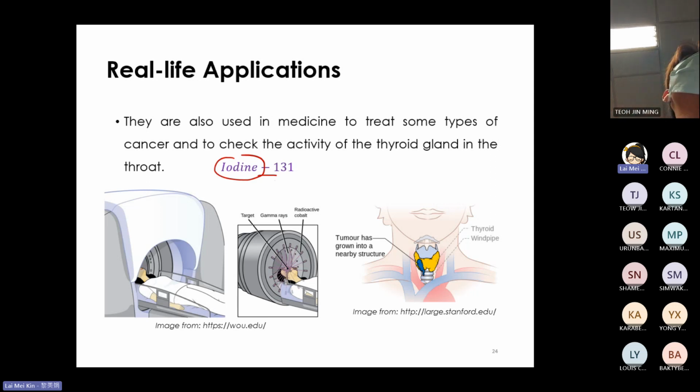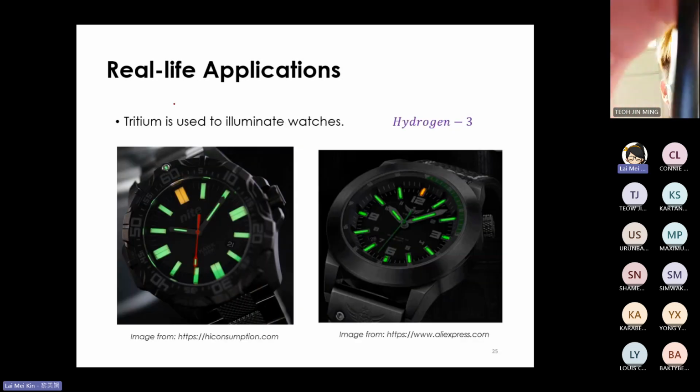Let's say I have friends whose thyroid gland is not functioning, so they cannot produce the hormone and have to take medicine their whole life to substitute for the hormone. And lastly, this one is quite new: hydrogen-3, tritium.